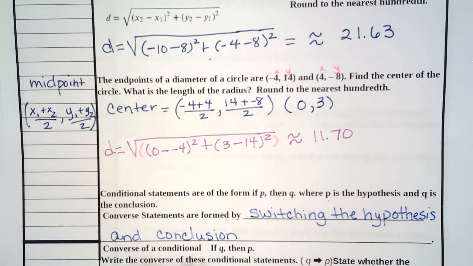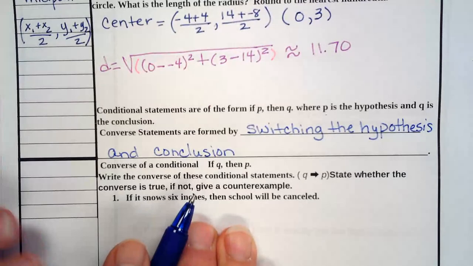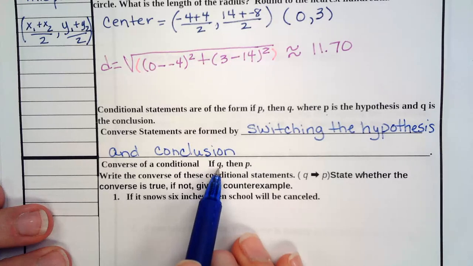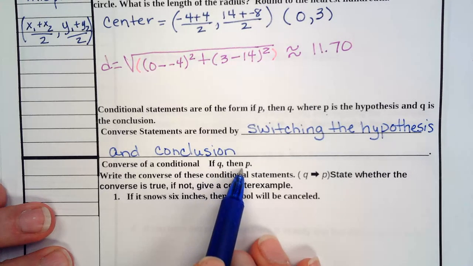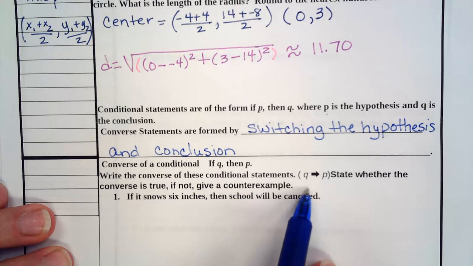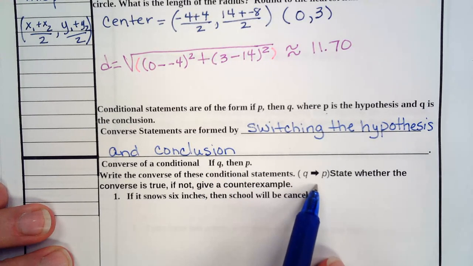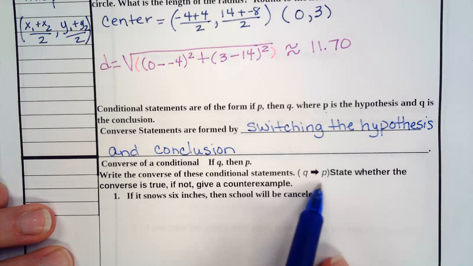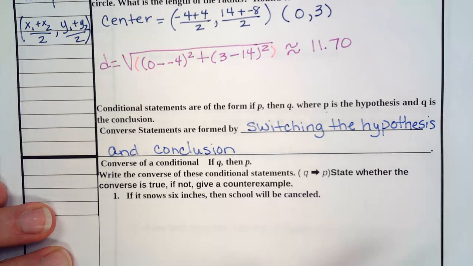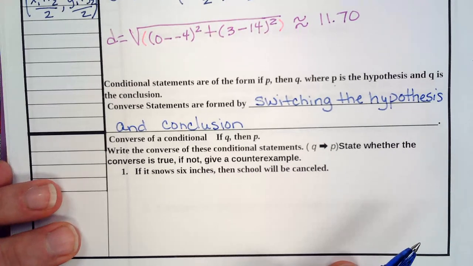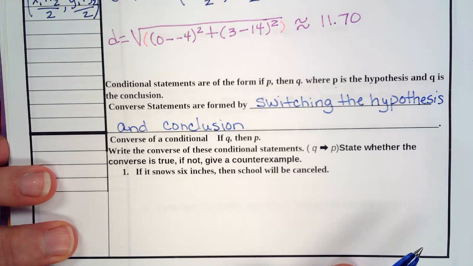Okay, if we're writing it in symbolic form, if Q, then P, we're just switching our hypotheses and our conclusions. This is what it would look like. P goes to Q, or Q goes to P. Okay, so now we're going to write the converse and then decide if it's true or not.